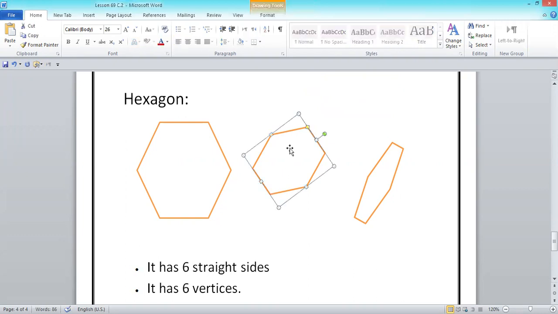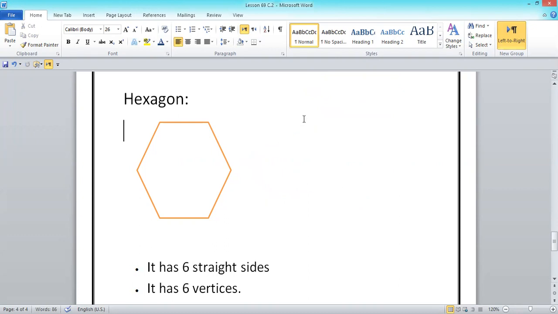So this is just to explain to you. Don't need to draw these all. Just draw one of the hexagon. Okay. And once you complete, please let me know.